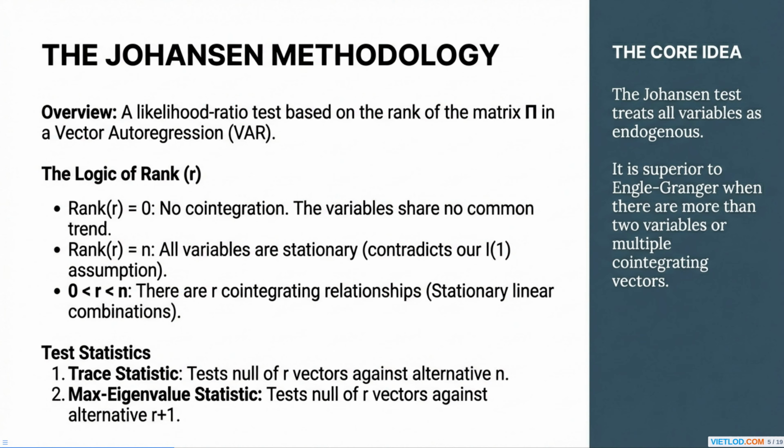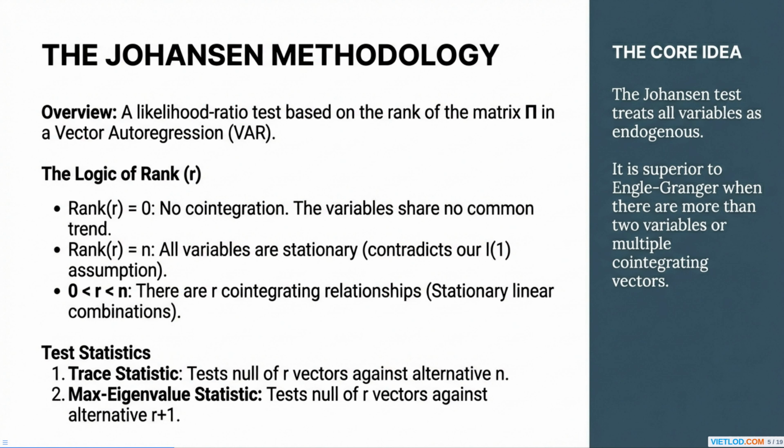If R equals n, the number of variables, it implies all variables are stationary, which contradicts our usual I(1) assumption for cointegration. The most interesting case is when R is greater than 0 but less than n, signifying that there are R cointegrating relationships, or stationary linear combinations.